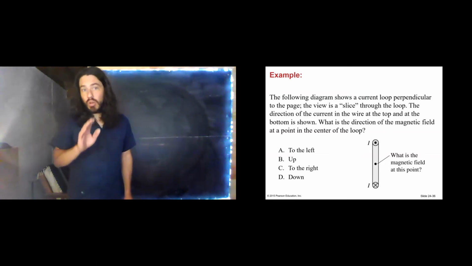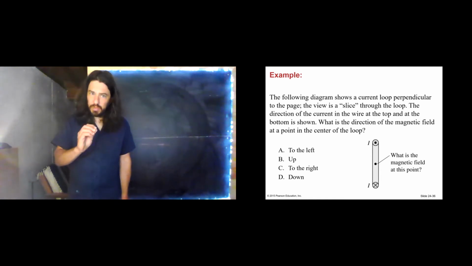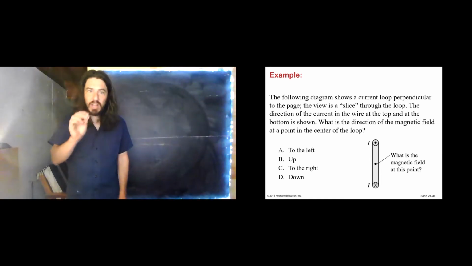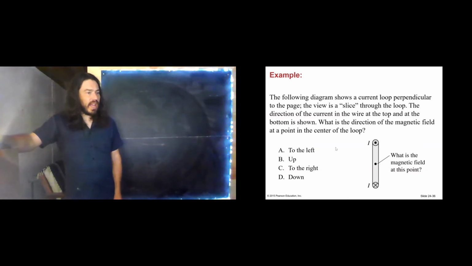If you were wrong, don't just let me tell you that. Figure it out, go back, do it again, see that you're wrong. See that yours has a logical flaw in it. Okay, here we go, going through it. Here we see a slice of a current loop, and I am wondering, what is the direction of the magnetic field at this point? We see that the current is coming out of the board on top and into the board on the bottom. So, is the field at this point to the left, up, to the right, or down? Why don't you pause the video, and I will see you on the other side.